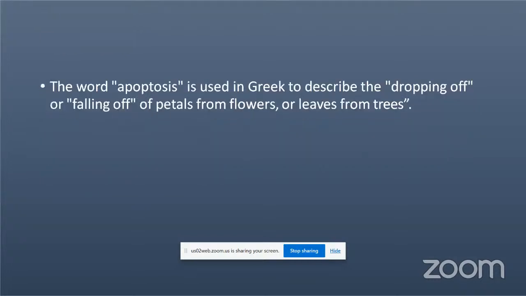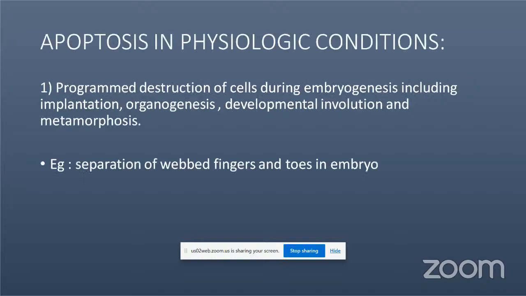What is the meaning of the word apoptosis in Greek usage? It means dropping off or falling off, like petals from flowers or leaves from trees. That is the meaning of apoptosis. It is a Greek word.